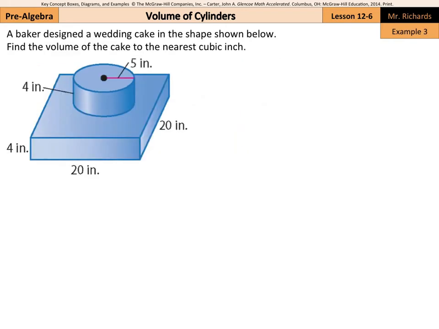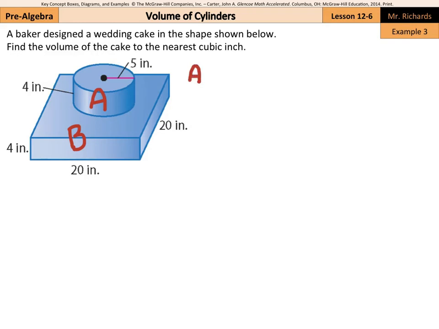What about a composite figure involving a rectangular prism and a cylinder? A baker designed a wedding cake in the shape shown below. Find the volume of the cake to the nearest cubic inch. So let's find the volume of the cylinder and the volume of the rectangular prism and add them up.